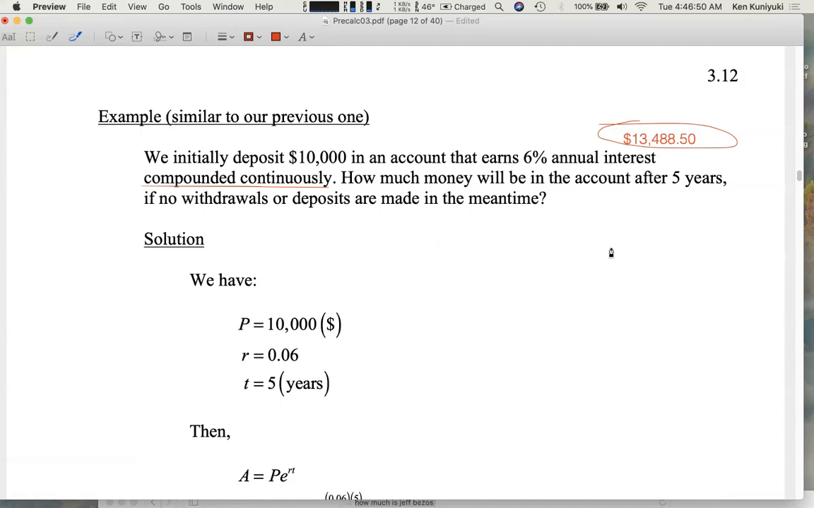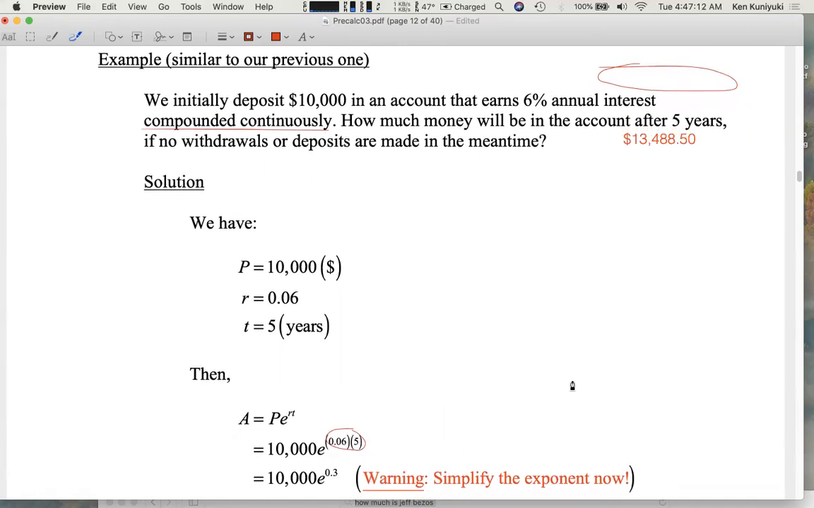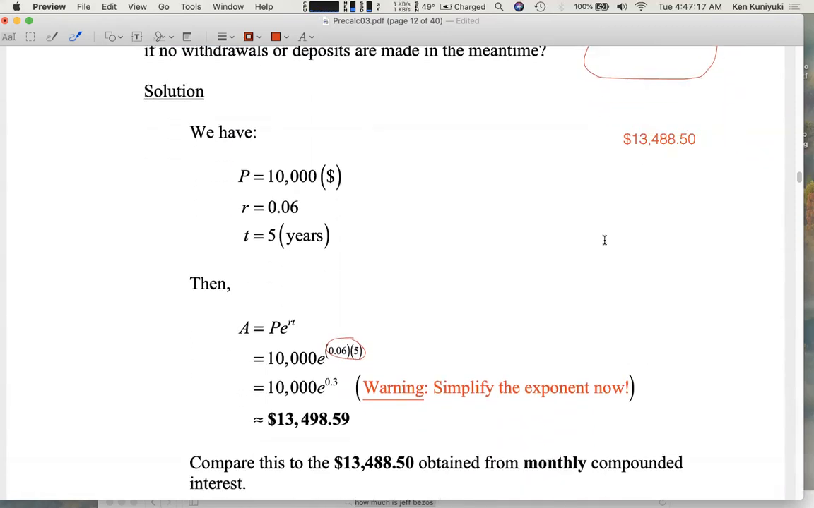Remember, I said the answer was no. It's not infinity. But is it much more than this? How much better is continuous compounding compared to monthly compounding? All right, well, again, P is $10,000, r is 0.06, t is 5 years. Plug these things in. Watch out, 0.06 times 5, you may want to process that first. You get 0.3, and then your calculator goes straight through, and we get, now we're comparing to this, 13,000, it's like The Price Is Right, $13,498.59. The difference is $10.09.